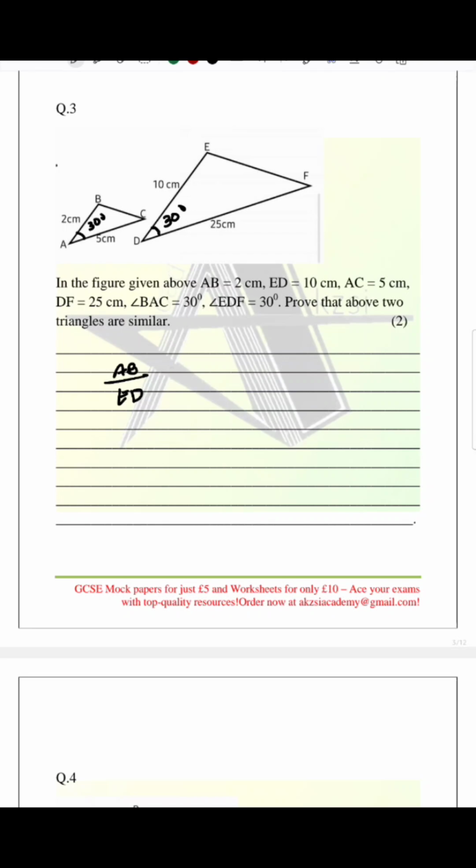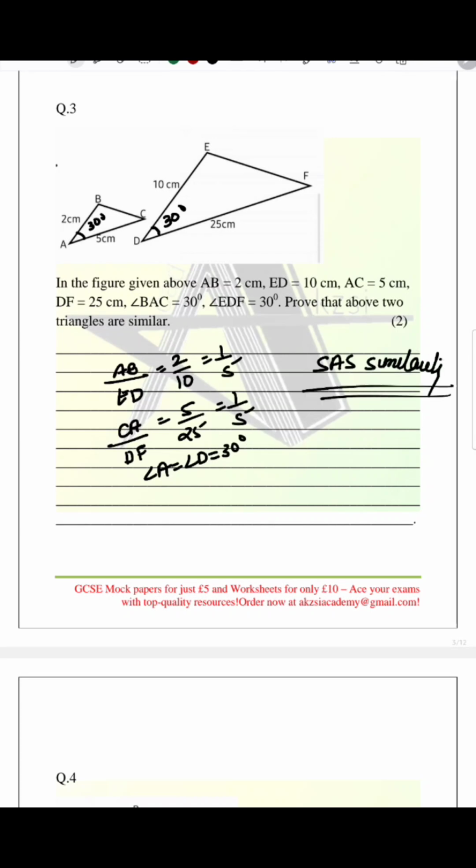AB over ED will give you 2 over 10, which is 1 over 5. Now I need to divide another corresponding sides, which is CA over DF, which is 5 over 25, which will give you 1 over 5, which is again the same constant ratio. And angle A is equal to angle D is equal to 30 degrees. So by SAS similarity, both triangles are similar.